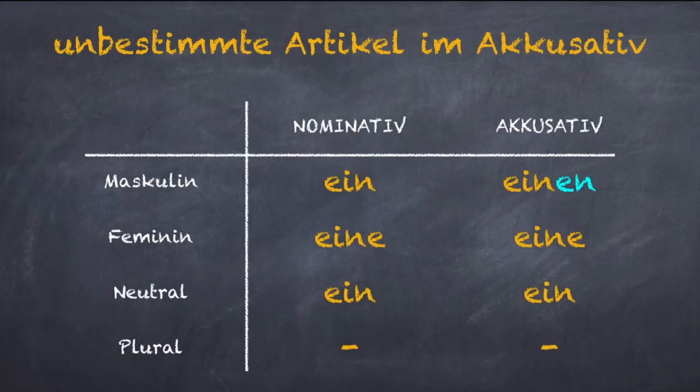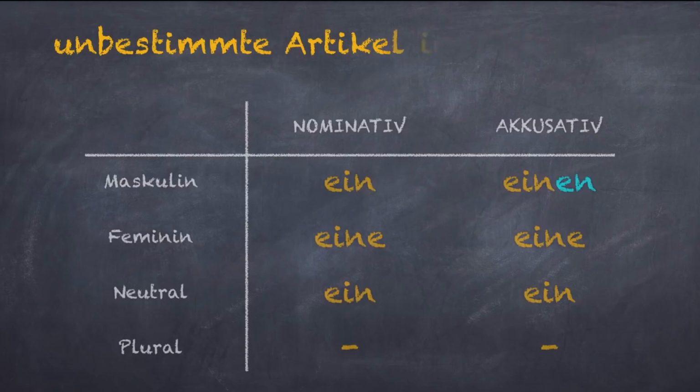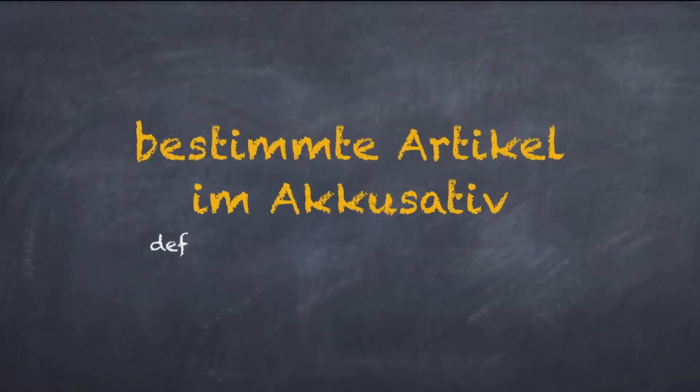So if we just compare the unbestimmte article in nominative and accusative, you will notice that for all other genders, feminine, and neutral, the articles are same. Only in the case of masculine, the ein changes to einen. So to make your learning easier, you have to only remember that whenever the accusative object is masculine, article changes from ein to einen.